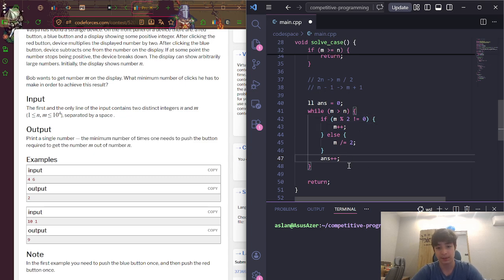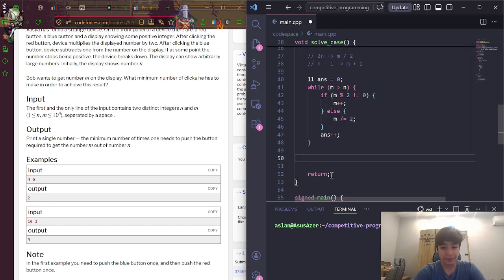Because I'm just going to do answer plus plus, and then it's possible that we don't get a guarantee that m is going to be equal to n. So I'm going to do answer equal to n minus m or m minus n. Let's do ABS, because it could be greater or less, so let's not risk it.